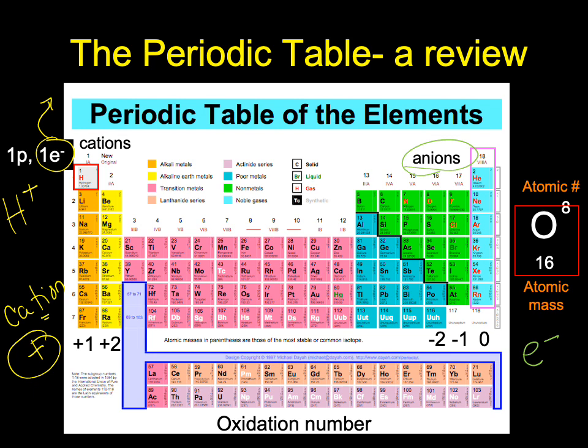And so if you're in this column here with fluorine, chlorine, bromine, and iodine, you tend to gain 1 extra electron and you have a -1 oxidation number. If you're in the column here with oxygen, sulfur, and selenium, you would tend to accept an extra 2 electrons, and so you'd have a -2 oxidation number. All of these elements here are anions because they have a negative charge once they accept extra electrons.